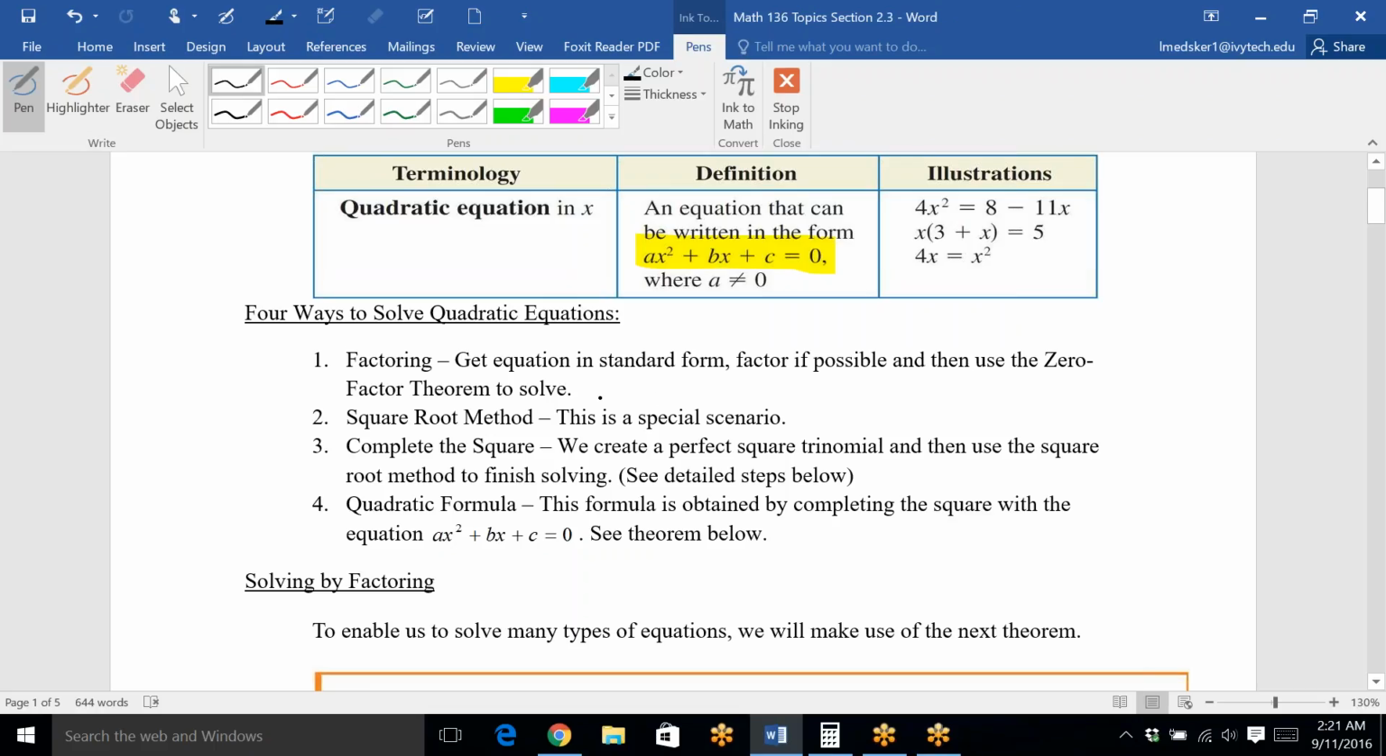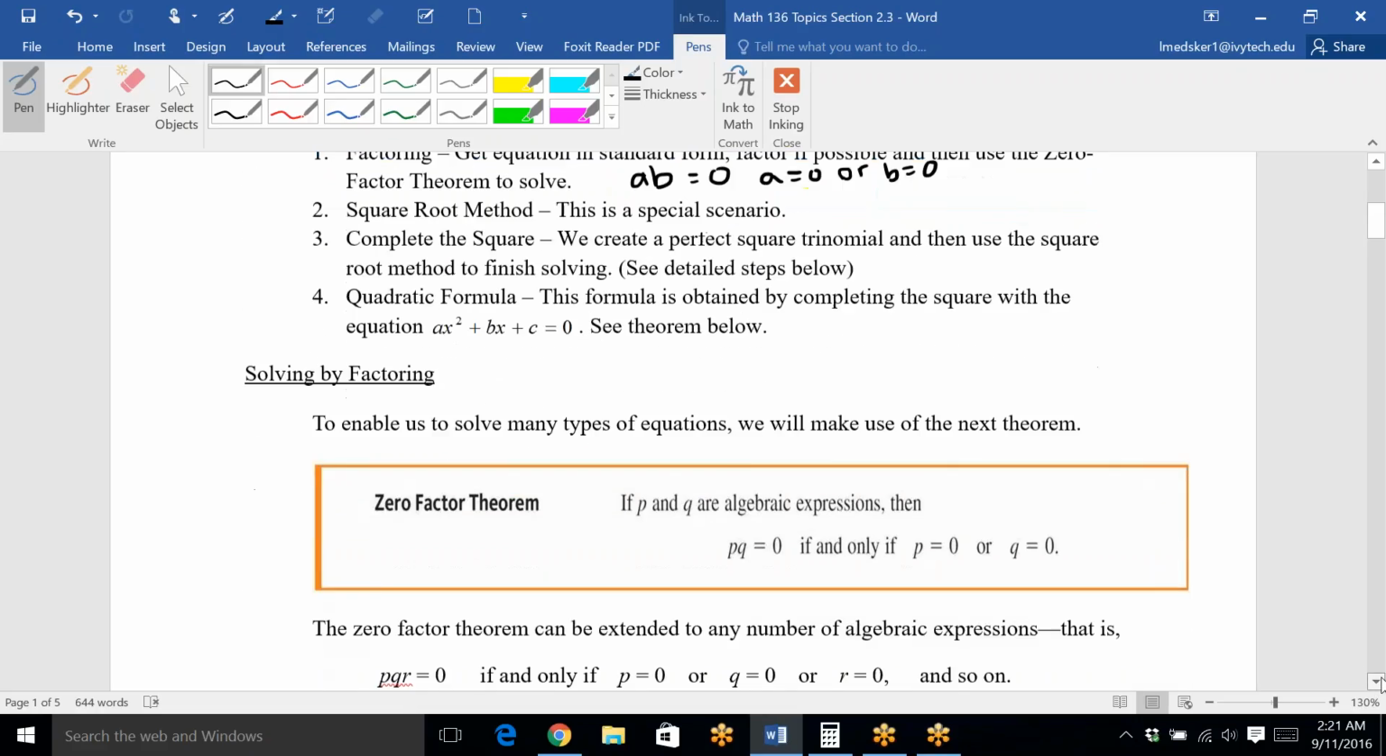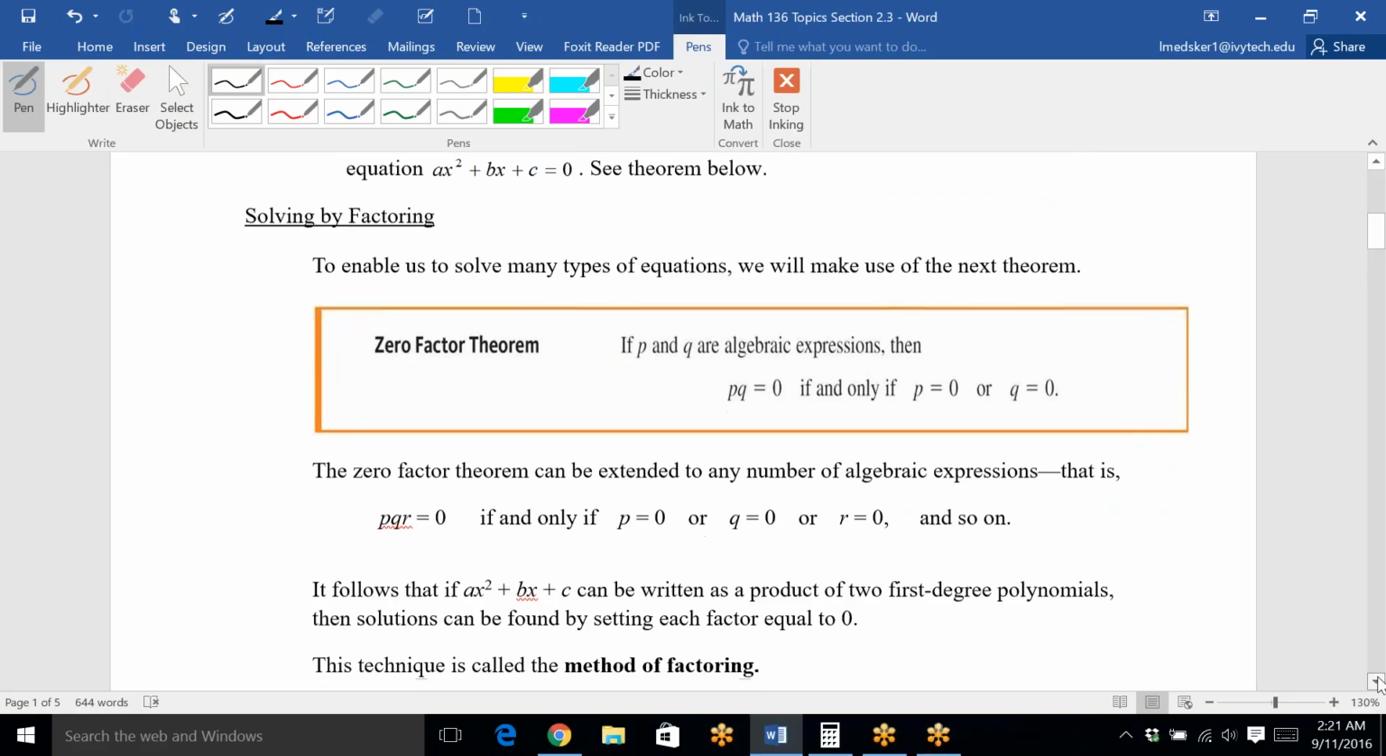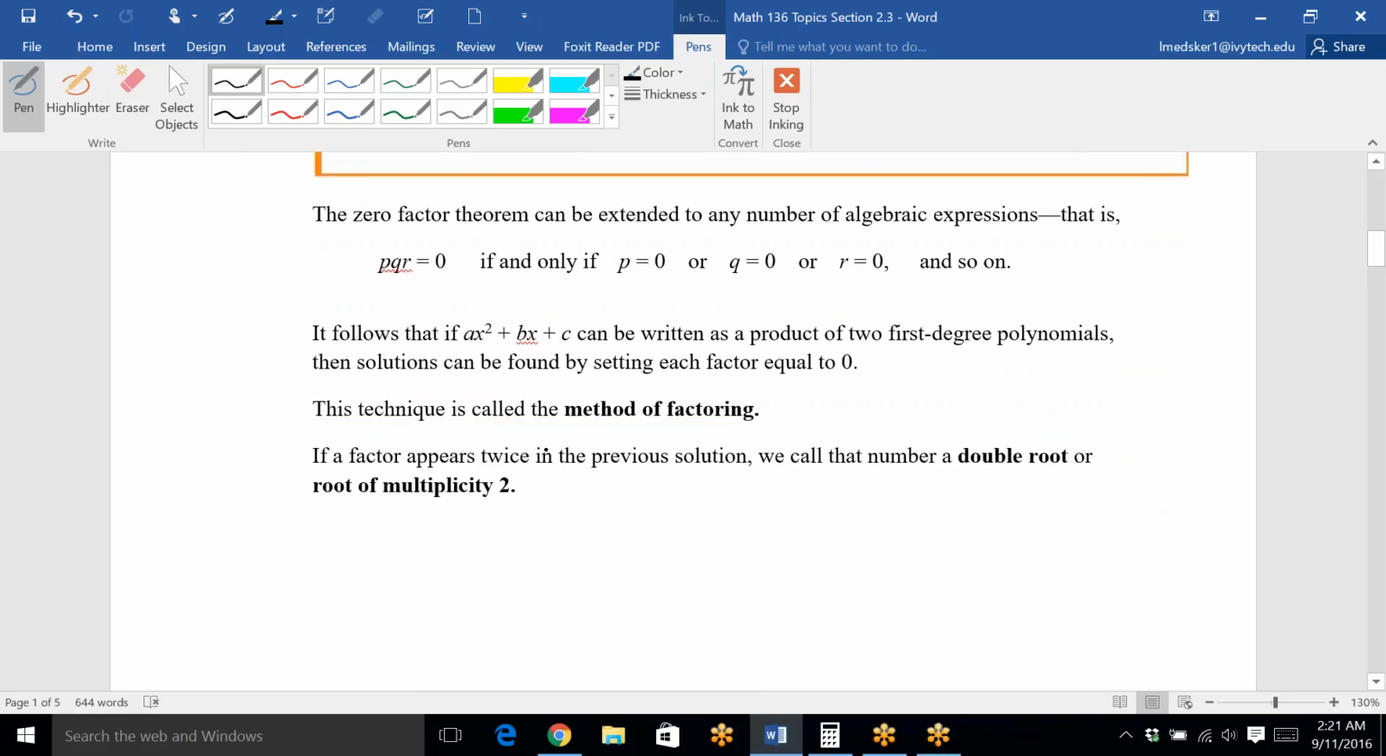The zero factor theorem says that if two things, A and B, are multiplied together and set equal to 0, then either A is 0 or B is 0. Those are our two options. Ways 2, 3, and 4 are going to be covered in class on Monday. So here is our zero factor theorem. We just kind of talked about that. And this, like I said, the method of factoring is the way we're solving here.